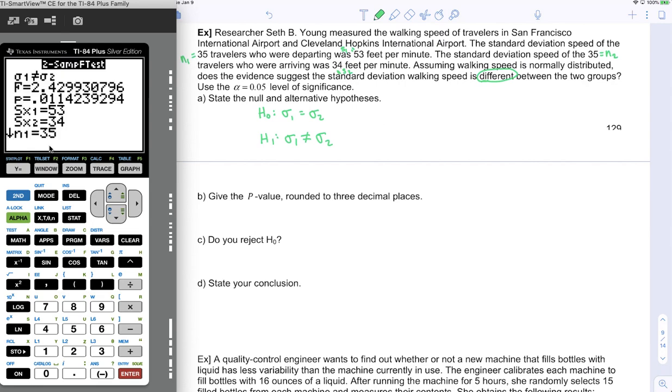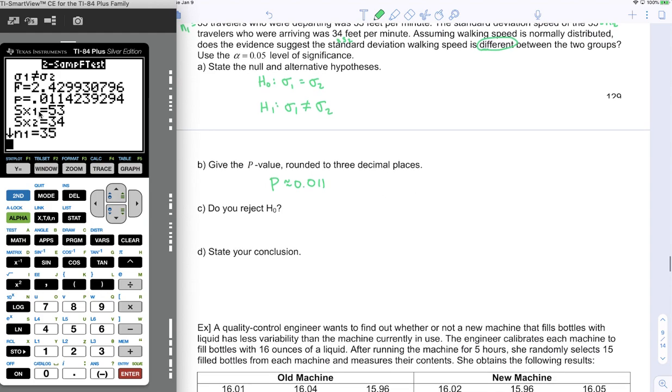Calculate. Okay, so it gives us the F test statistic. We don't really need that. What we want here is this p-value. So it's about 0.011, so let's write it down. I'm going to 3 decimal places, so 0.011. Okay, the level of significance was 0.05. So do we reject H naught? And the answer is yes, right? Because P is less than alpha. Anytime the p-value is less than the level of significance, your result is considered unusual or statistically significant.